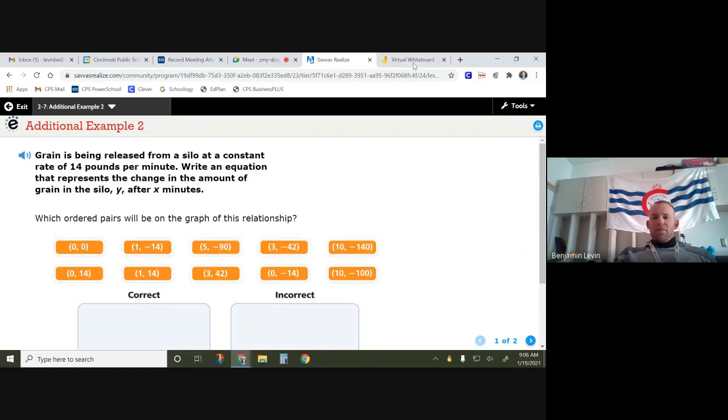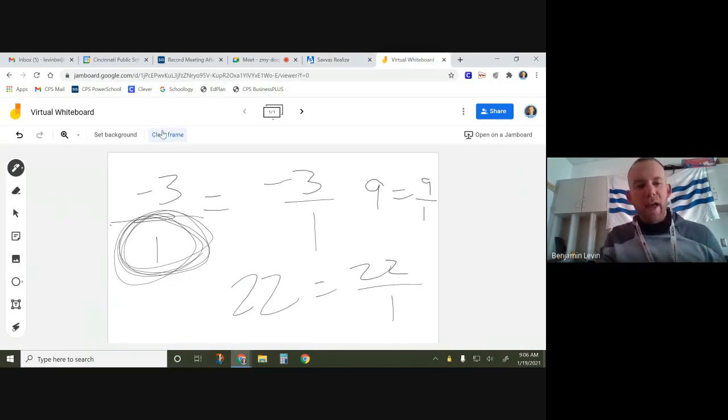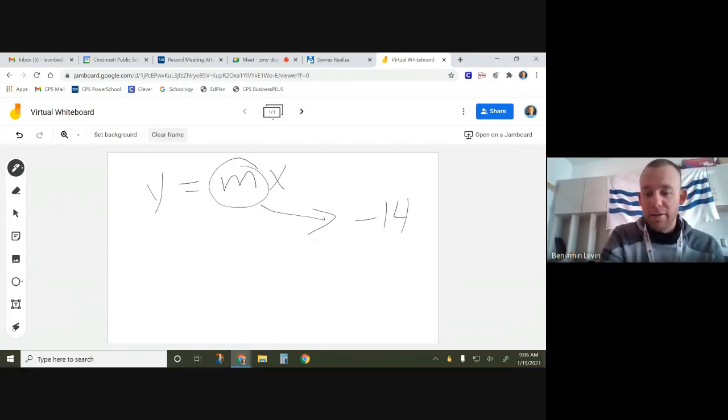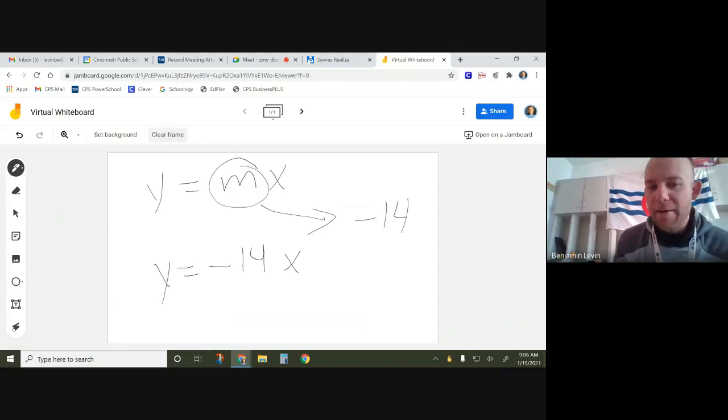I can't write on this, so I'm going to do it on the whiteboard. This is actually already telling us the slope. 14 pounds per minute, and it's being released. So we know it's negative. So our equation for that scenario is, again, we're going to use Y equals mx, and our slope is negative 14, right? The silo is losing 14 pounds per minute. Y equals negative 14x. That's it. That's the equation. Simple as that.